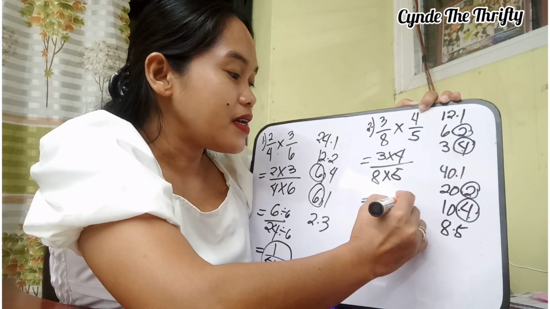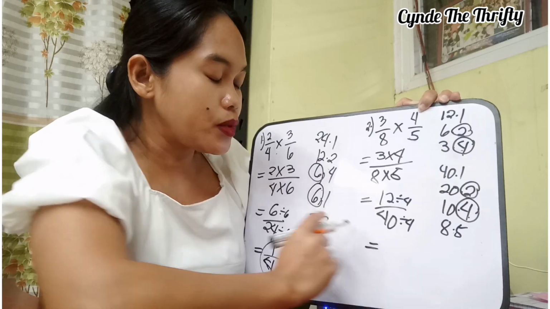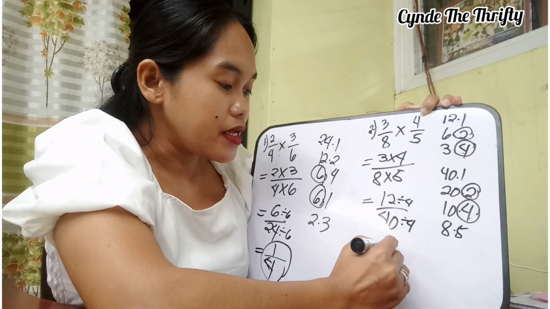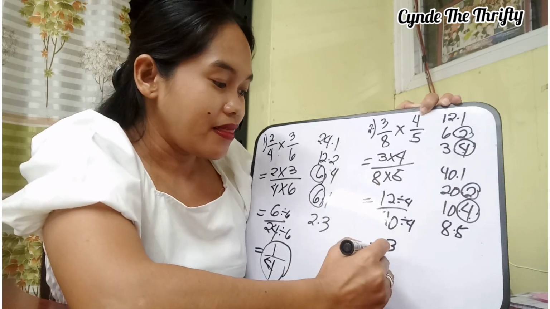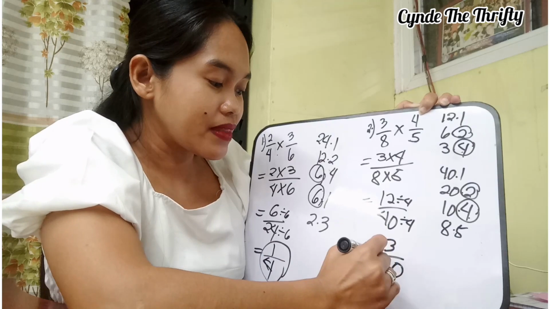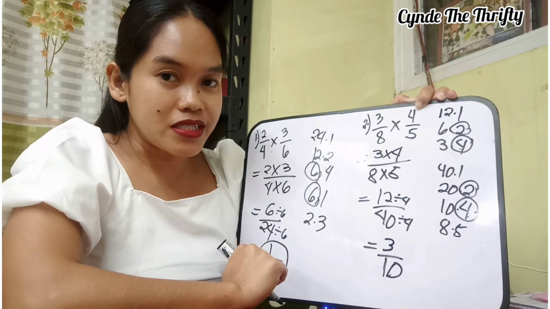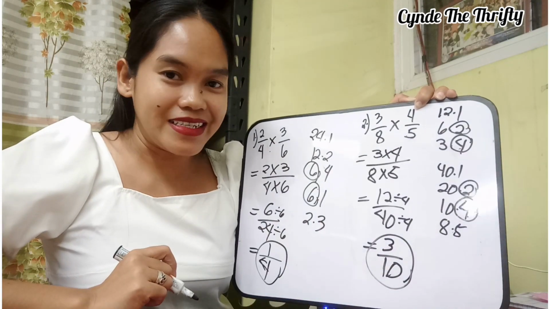So, 12 divided by 4 is equal to 3. 40 divided by 4 is equal to 10. Ayan. So, 3/8 times 4/5 is equal to 3/10. So, ito yung ating final na sagot.